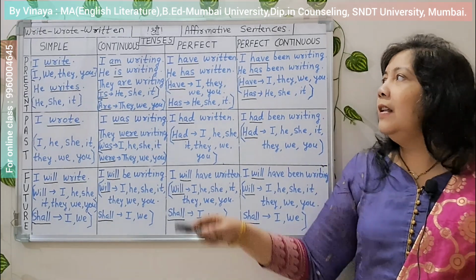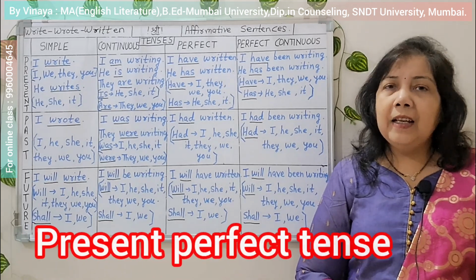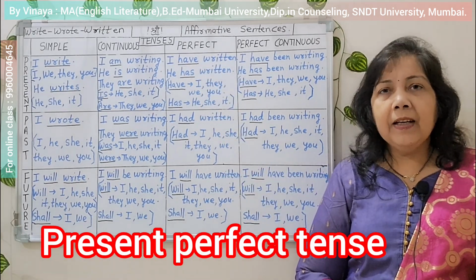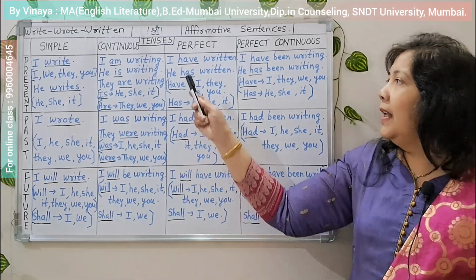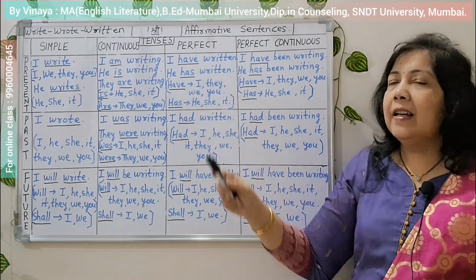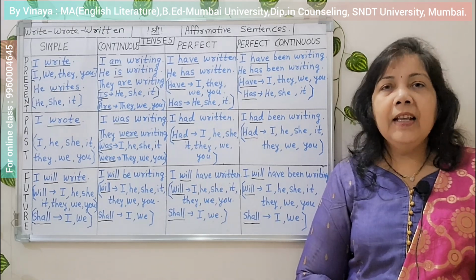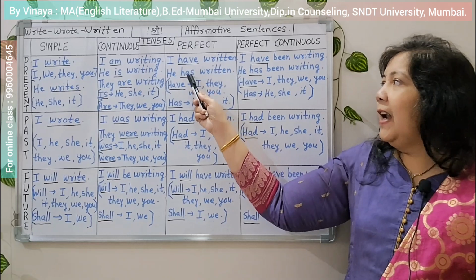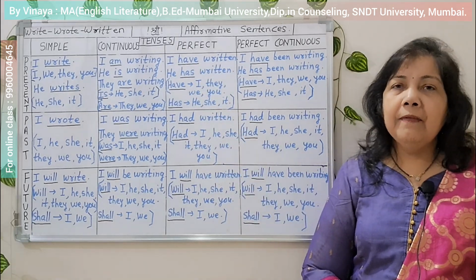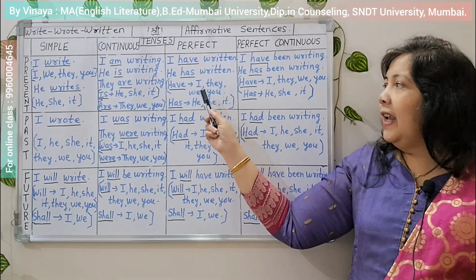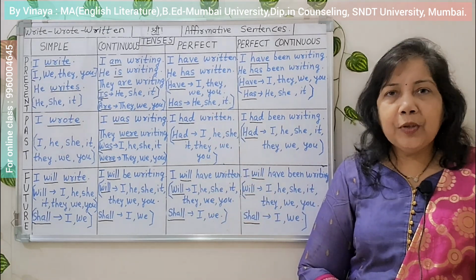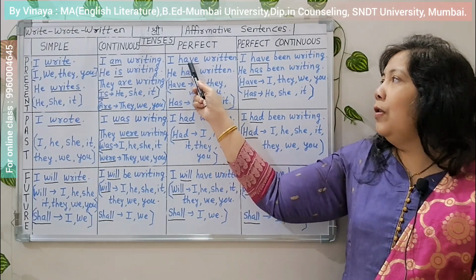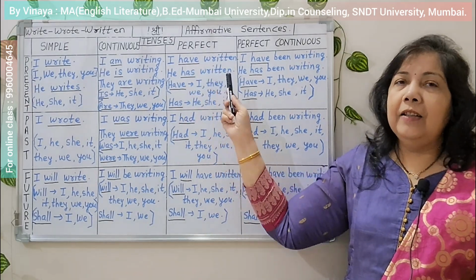Let us move to the third tense. The name is present perfect tense. Examples: I have written, he has written. Again the change is have and has. When to use have? When the subject is I, they, we or you. And when the subject is he, she or it, we use has. So, I have written and he has written.